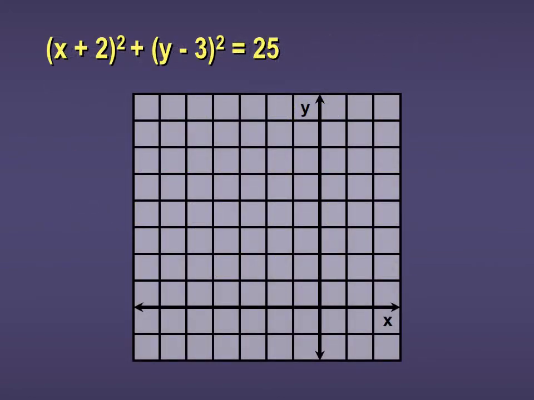Okay, now we get to graph it. Yay. So we're going to graph our center, which was negative 2, 3, and our radius is 5. So it's going to go 5 out. There we go. There's our circle.